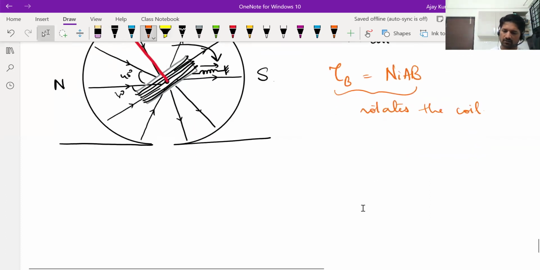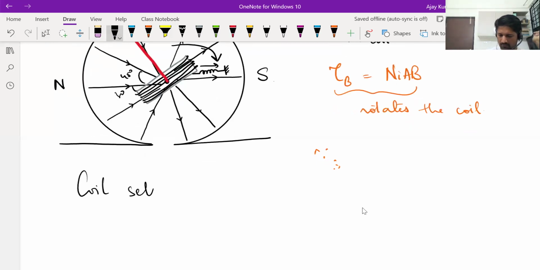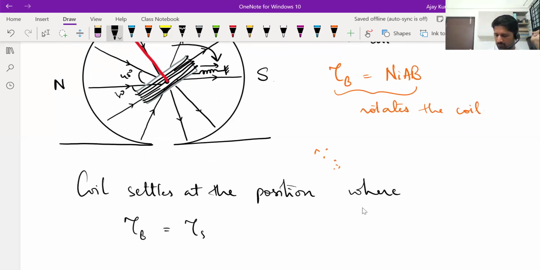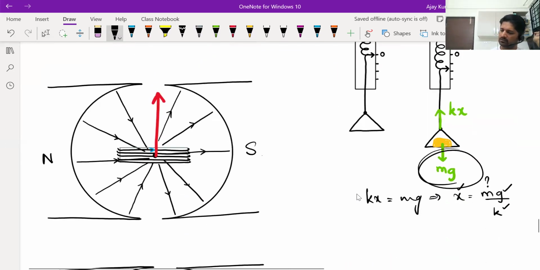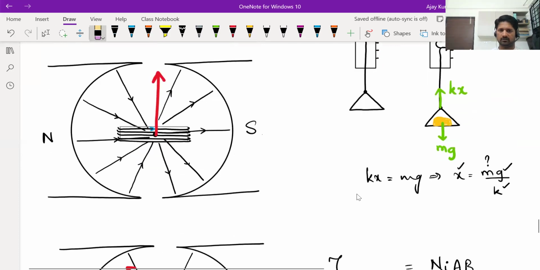Okay. So this torque due to magnetic field will start rotating the coil, and the coil will stop rotating, or the coil will settle at the position where torque due to the magnetic field is balanced by torque produced by the spring. Just like in a spring balance, force of gravity should be balanced by the spring force. Okay. In a galvanometer, torque of magnetic field should be balanced by the spring's torque. Okay.